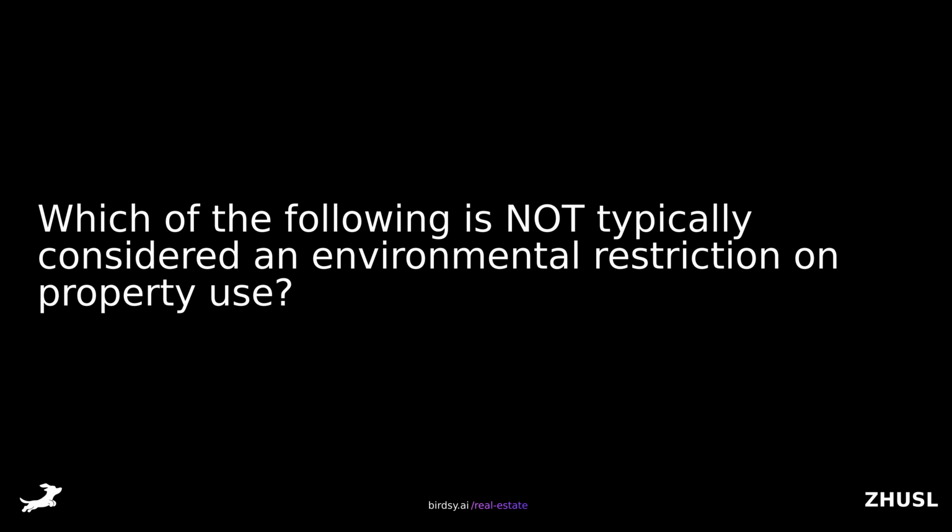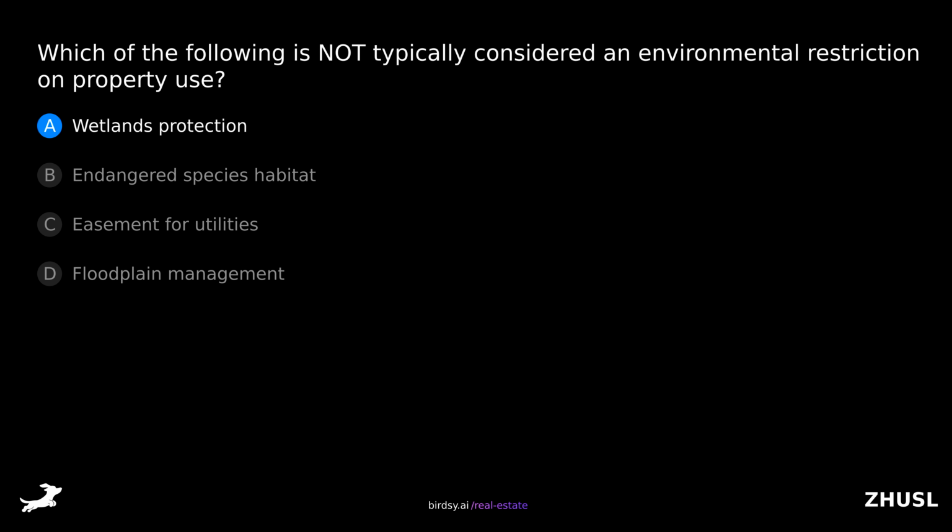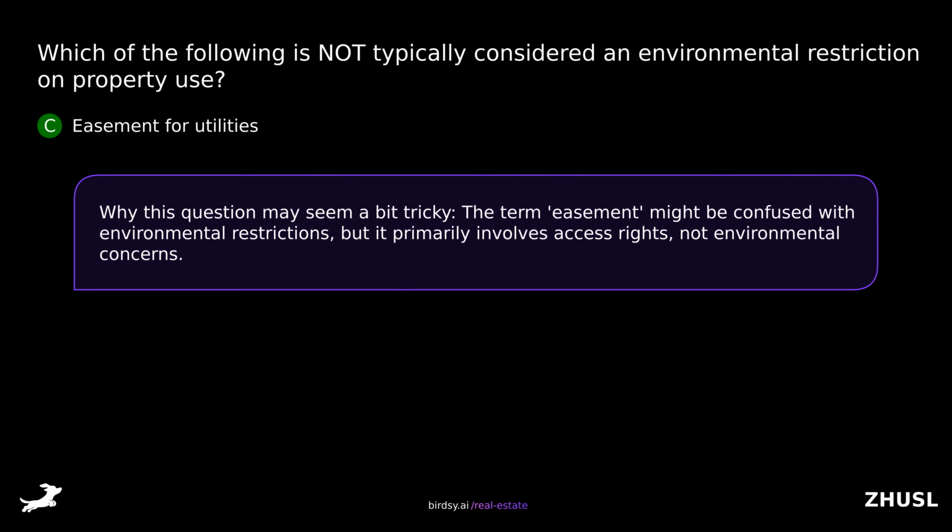Which of the following is not typically considered an environmental restriction on property use? Is it A, wetlands protection, B, endangered species habitat, C, easement for utilities, or D, floodplain management? The answer is C, easement for utilities. Why this question may seem a bit tricky: the term easement might be confused with environmental restrictions, but it primarily involves access rights, not environmental concerns.